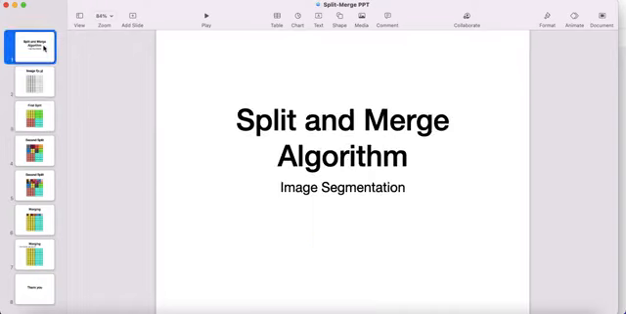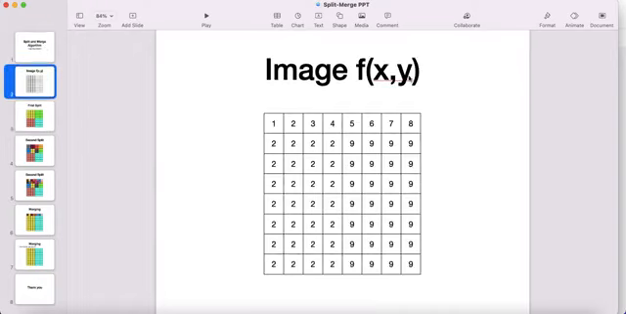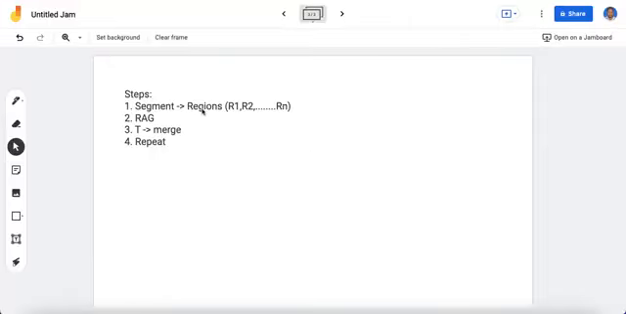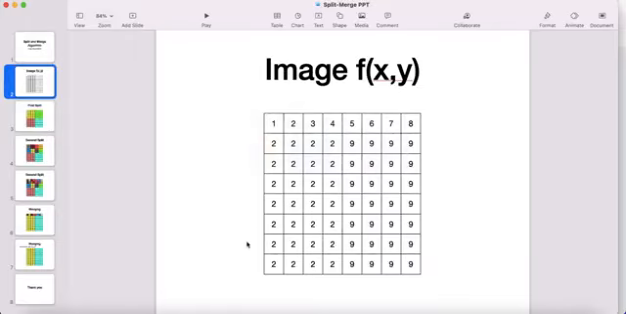I would like to introduce you to a small image, that is f of x comma y, of size 8 cross 8. So what is my first step? My first step is to segment my image into regions. Since it is an 8 cross 8 image, I would like to split it into half, both row wise as well as column wise.